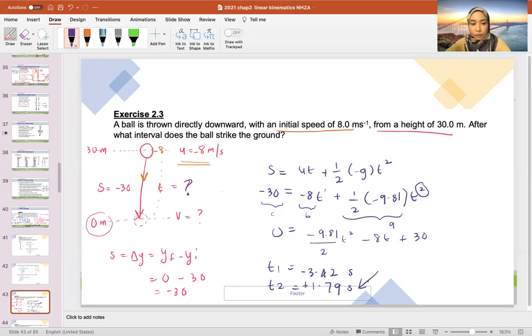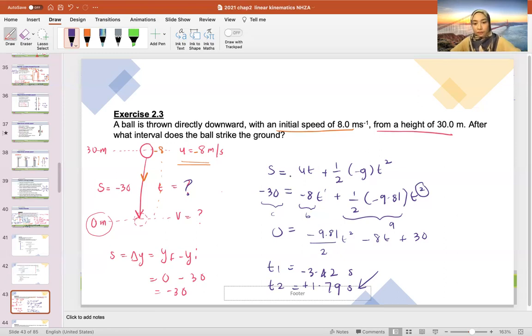1.79. Okay, we are smart humans, so we choose the positive sign because time is positive. Let me try if we flip the signs, I want to see if it works or not. So positive 4.905, positive 8, and minus 30. So I get positive 1.79, negative 3.42.